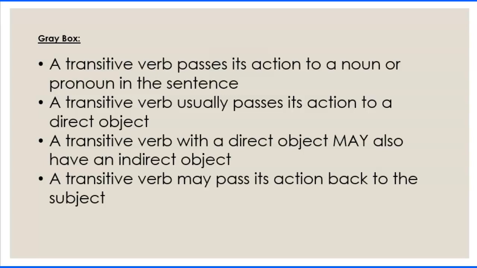The transitive verb usually will pass its action to a direct object. Remember, the mom baked dad a cake, and in that case, the cake is getting the action of the verb. It's what's being baked. But a transitive verb with a direct object may also have an indirect object, or the transitive verb may pass its action back to the subject. And there are some clues that I'll point out that will help you to figure that out.